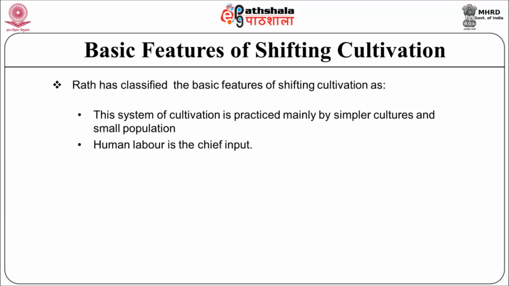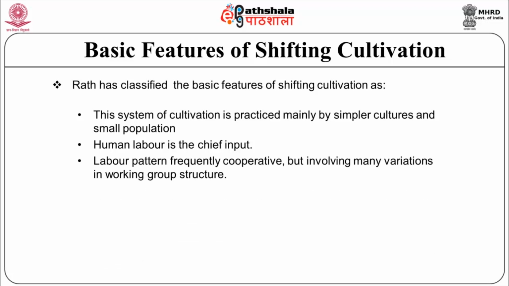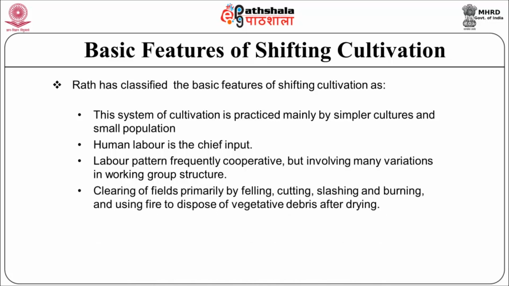Number 2, human labor is the chief input and a few simple hand tools are used in this cultivation. Number 3, it is a labor pattern which matters. Labor patterns are frequently cooperative in this type of cultivation, but involve many variations in working group structures.